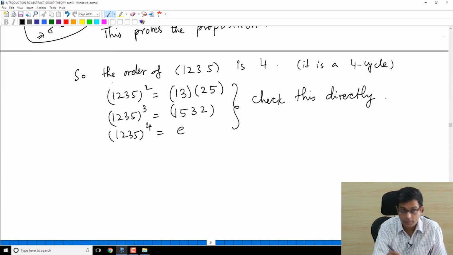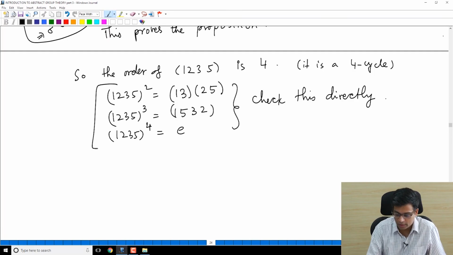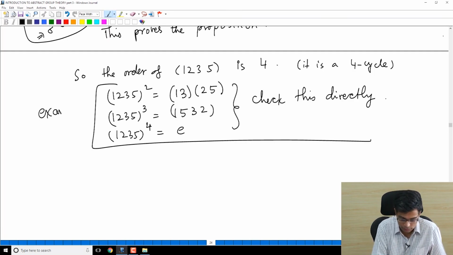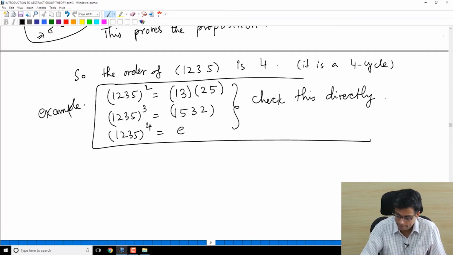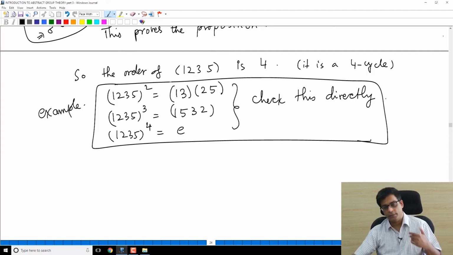And of course, the point of the previous proposition is that you don't have to do this calculation every time. Okay, (1 2 3 5), you can immediately say, because it's a 4 cycle, it has order 4.